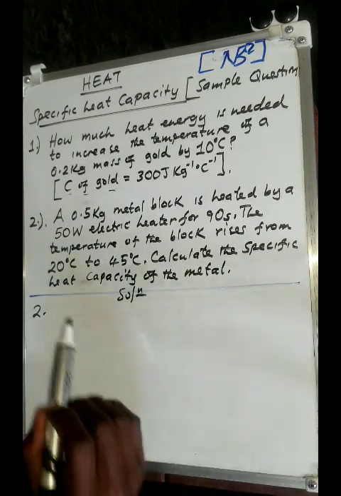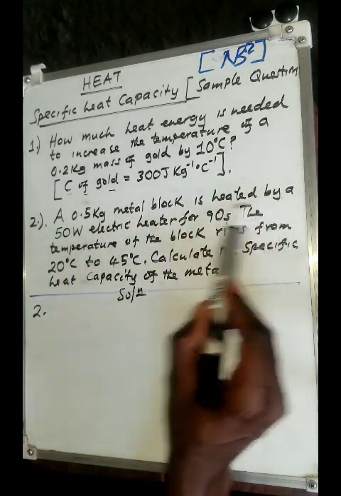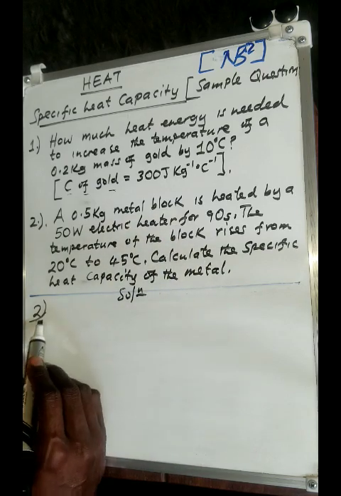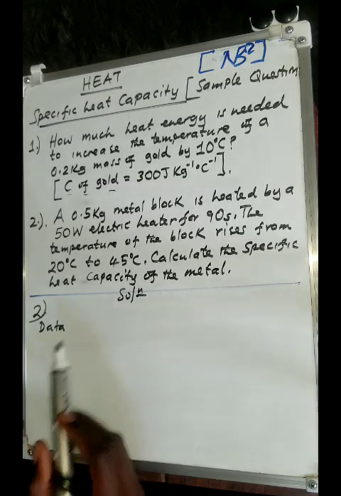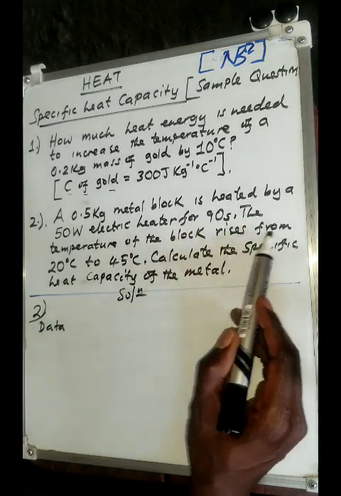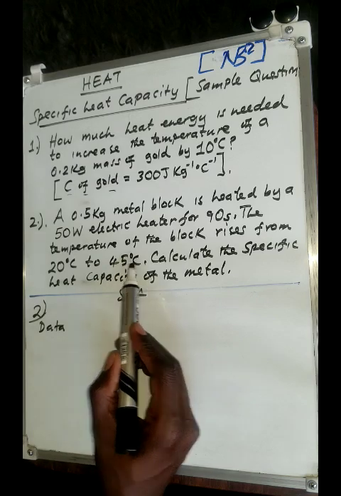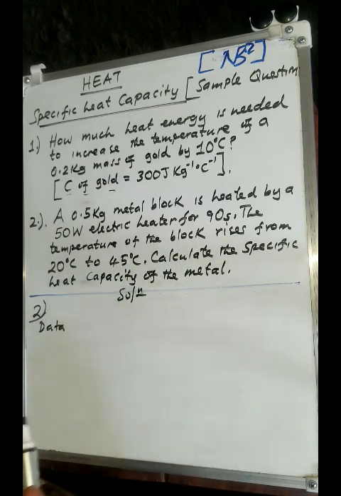Question number 2 says that a 0.5 kg metal block is heated by a 50 watt electric heater. So that's what they tell us. The electric heater runs for 90 seconds, and the temperature of the block rises from 20 degrees to 45 degrees Celsius. Calculate the specific heat capacity of the metal. So that's what they're telling us.